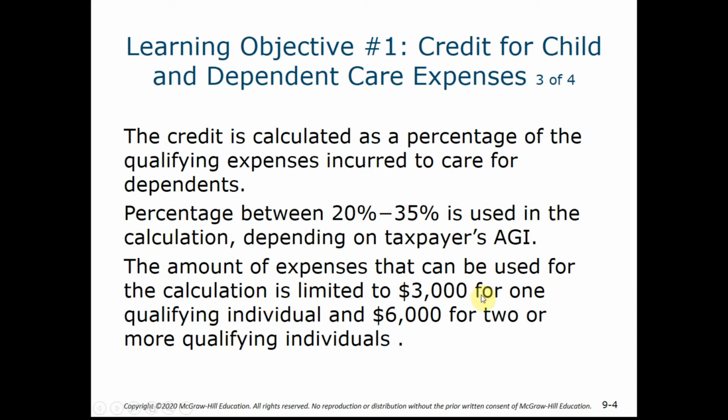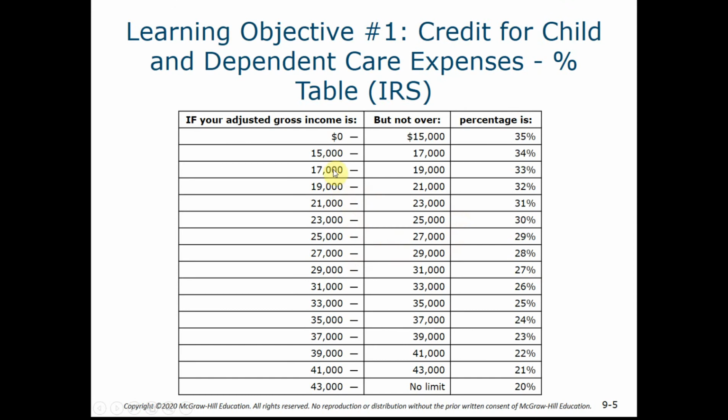Now the amount of the expenses that can be used to calculate this credit is limited to $3,000 for one qualifying individual, or $6,000 for two or more, so not more than $6,000. Here is a table you'll find in the text that relates to the dependent care expenses. You can see the far left column, the adjusted gross income column, then the limitation in the second column, and then the percentage that is applied. And of course, the greater the income, the lower the percentage of those expenses that qualify for the credit.